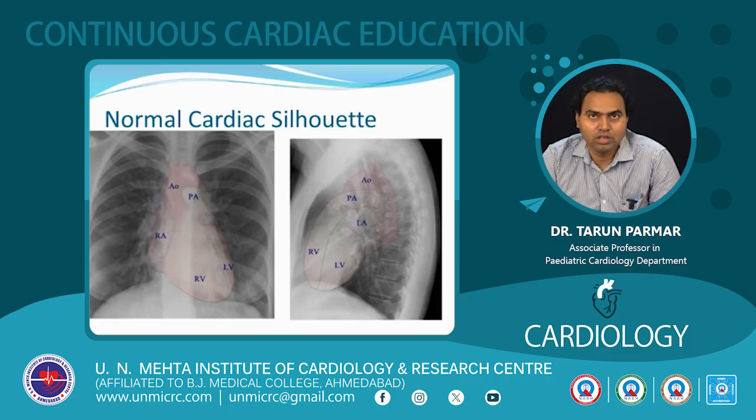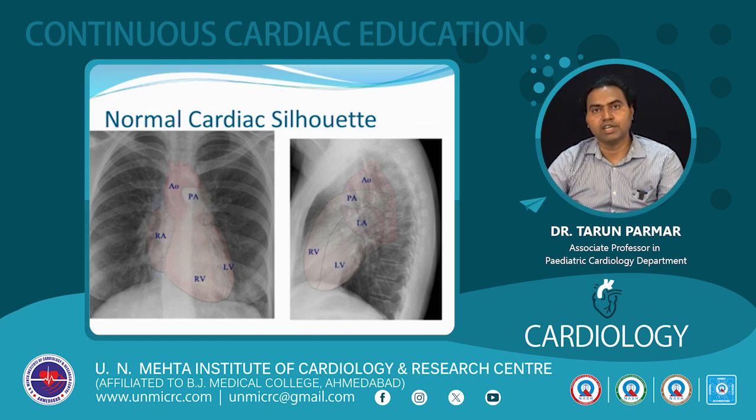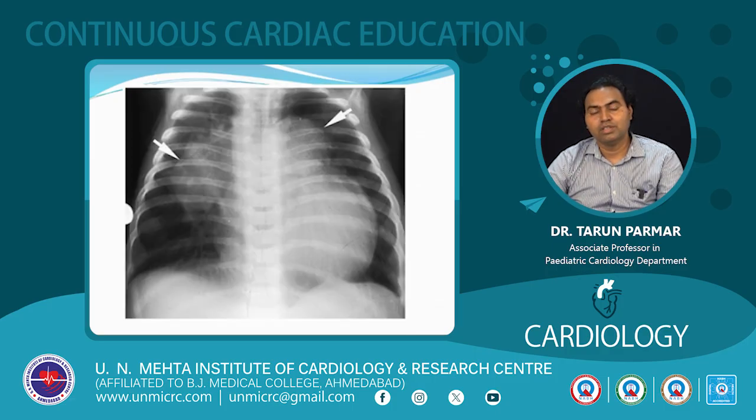Now come back to the X-ray. This is the normal X-ray of a child. These are some of the X-rays of CHD. Here you can see clearly a boot-shaped heart and decreased pulmonary blood flow. This is the classic X-ray of TOF. In this X-ray you can see hugely dilated pulmonary arteries, decreased pulmonary blood flow, and an RV type of apex. This is the X-ray of TOF with absent pulmonary valve syndrome.